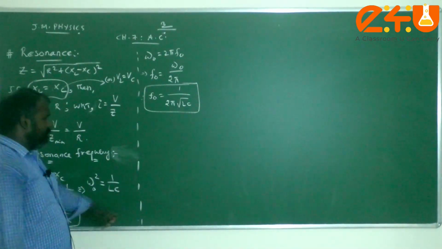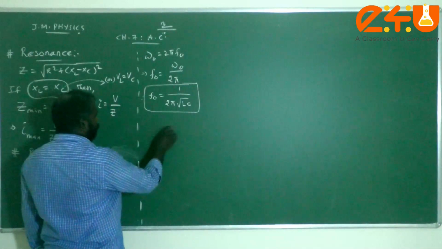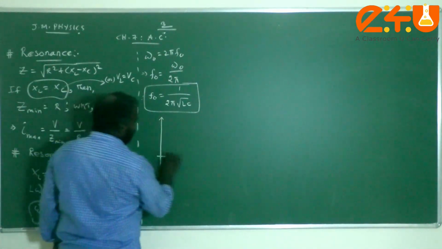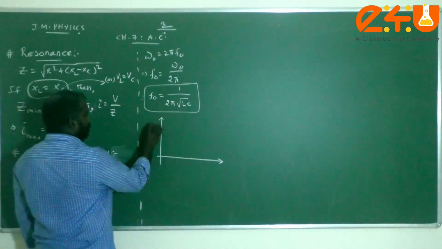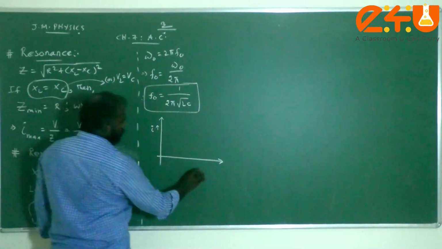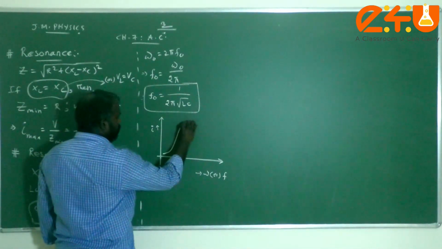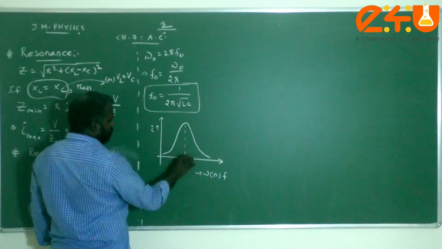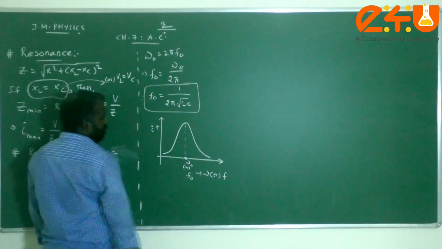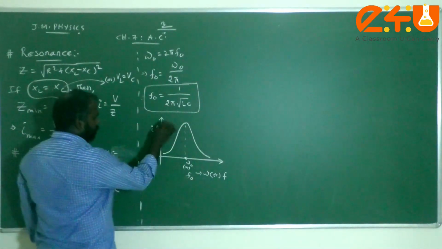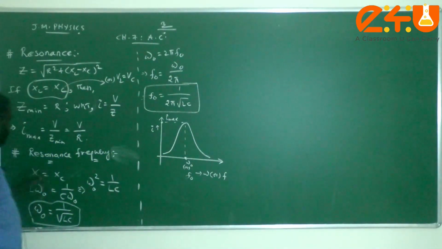In the series LCR circuit theory part, we drew the graph between impedance and frequency, and current and frequency. Here also I can draw that. This is the current I, and this is the frequency omega or f. So, the graph will look like this. That means at resonance frequency, for example omega naught or f naught value, the current will be maximum. This is the I max value.